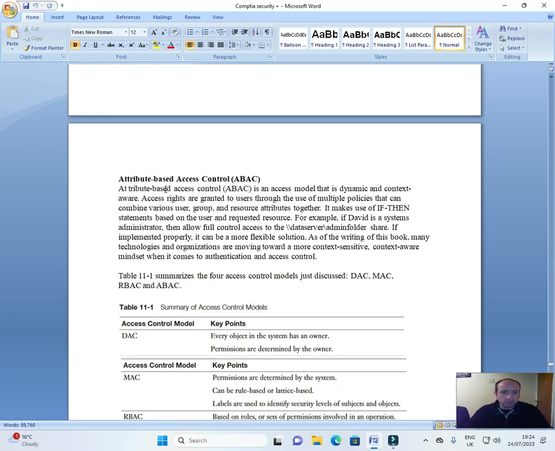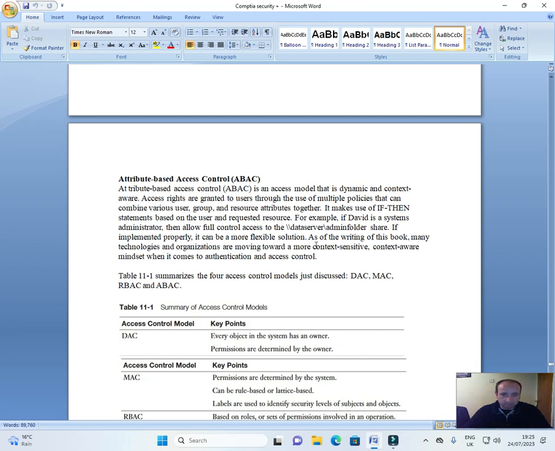Attribute-based access control, ABAC, is an access model that is dynamic and context aware. Access rights are granted to users through the use of multiple policies that can combine various group and resource attributes together. It makes use of if-then statements based on the user and requested resource. For example, if David is a system administrator, then allow full access to the data server admin folder share. If implemented properly, it can be a more flexible solution.